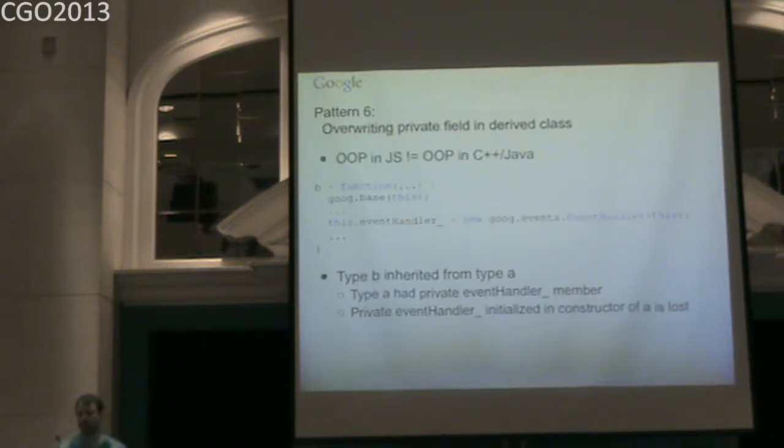The sixth pattern we saw was overriding a private field in the derived class. I think this simply boils down to how object-oriented programming in JavaScript is different from C++ or Java. If you override a field in a derived class, you're actually overwriting the parent. So in this instance, you have a type B that extends type A. Type A had an event handler member, which was created in its constructor. But the moment you get to this call, you're overwriting the reference to the parent's event handler. So the parent's event handler cannot be freed, or disposed of, sorry.